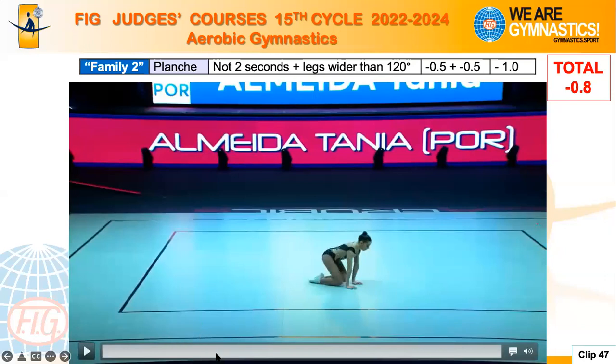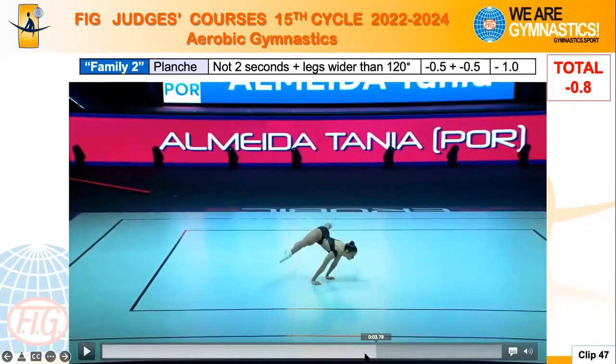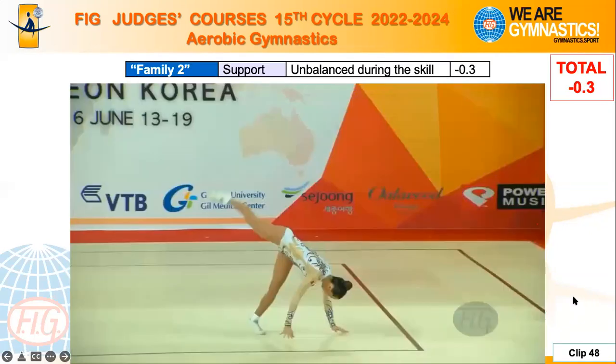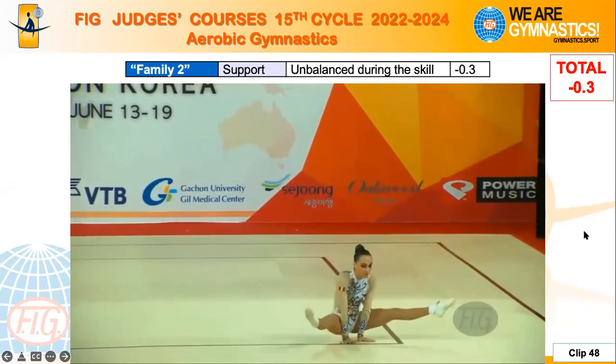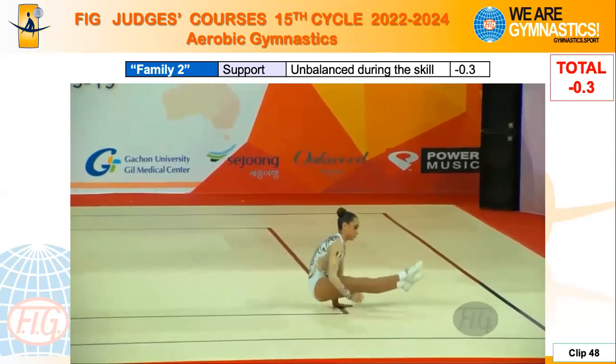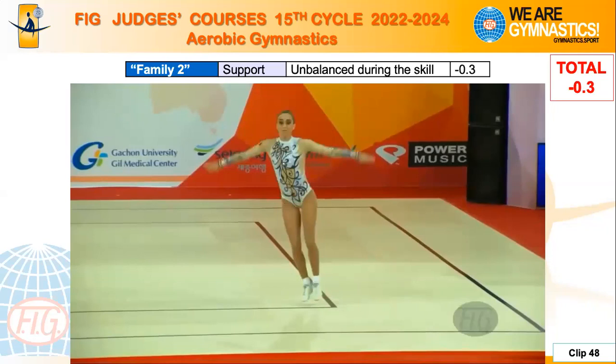Did you see? She did not hold 2 seconds. And her legs wider than 120. This is like a split already. Okay. Support unbalance during the skill. This is medium. This is medium.